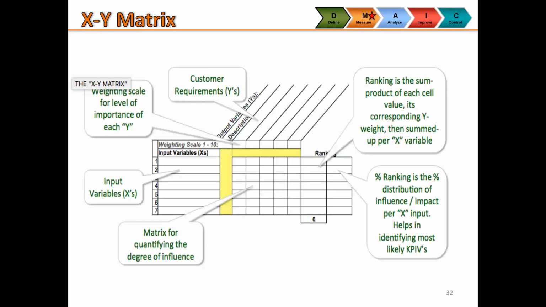And this is what it looks like. So I have a list of all my input variables, my X's. All my Y's go across the top, what my customer wants out of the process. I have a weighting scale. I'm just going to show you the next slide because it's a lot clearer. But basically I'm going to take all those possible X's and link them with the customer requirements. And then based on a number, 1 to 10, we're going to multiply them all together and come up with a ranking. So it's very much like the FMEA.